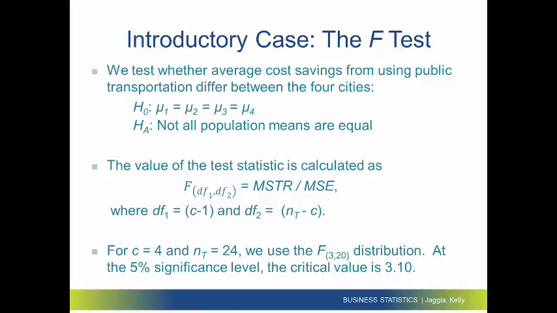You can see that the degrees of freedom are a little bit more complicated here. DF1 is calculated as C minus 1, so C, the number of groups, in this case 4, minus 1, so DF1, degrees of freedom 1, is 3 degrees of freedom. DF2 is the total sample size subtract the number of groups. So to get to DF2, we go 24 subtract 4, which gives us 20 degrees of freedom.